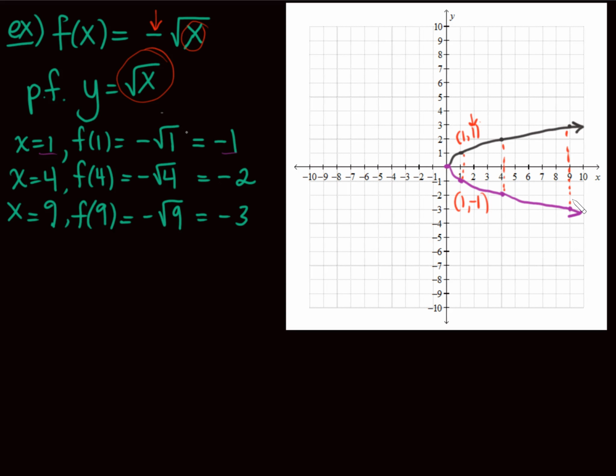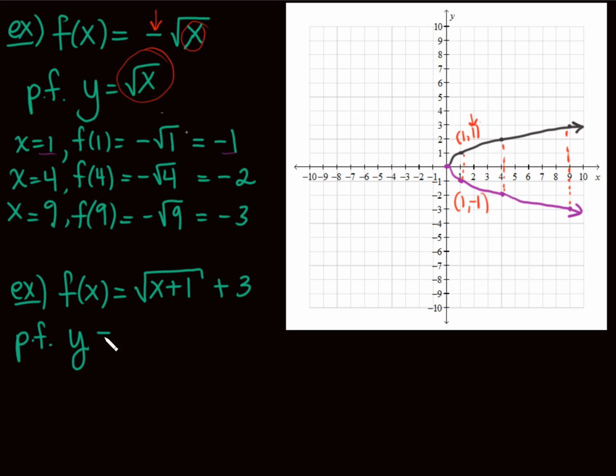Okay, let's do another one with square root of x while I have the parent function up. What if we had f of x equals the square root of x plus 1, plus 3? Oh, and I should have stated up here it's a reflection about the x-axis. Okay, so what's my parent function? My parent function is y equals the square root of x, because that's what I'm dealing with.